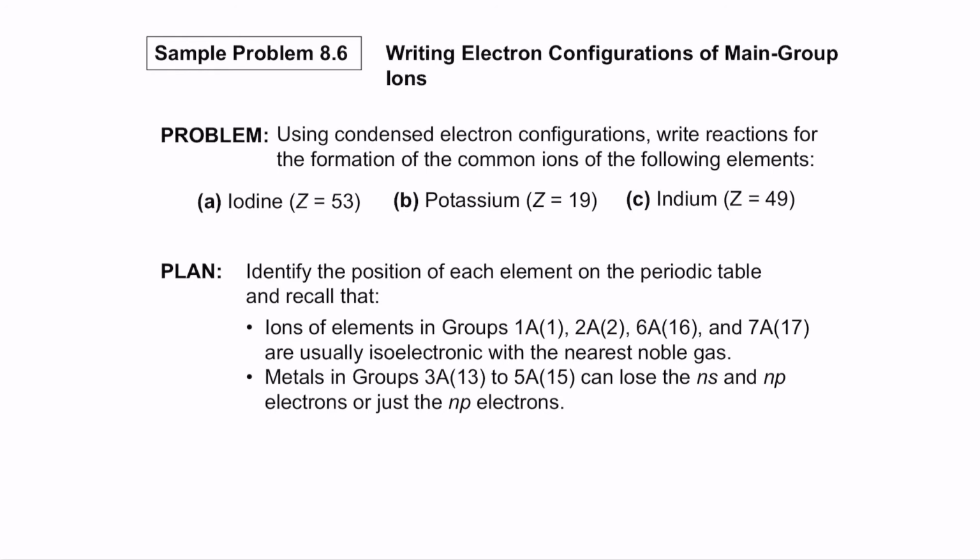So use the same principles now. Pause the video right here and try to write the condensed electronic configurations and the ions that they can form. Remember that you have to remove electrons or add electrons based on the proximity of a noble gas to that atom. Pause the video right here and try to write the condensed electronic configurations and form the common ions that can be formed from these metals.